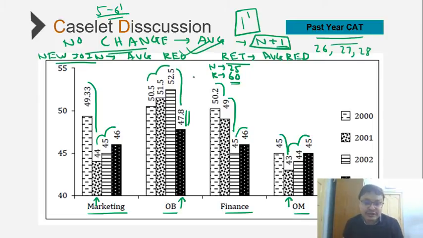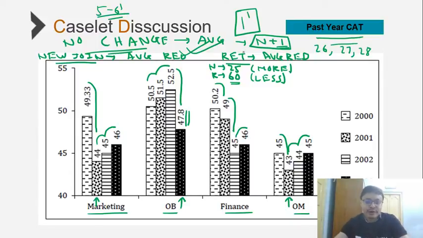Which means the impact on the average for somebody at 60 years old leaving will be less, because the difference between 60 and 49.50 is much less, which means the impact of somebody at 60 leaving, the decline in average age, will be much less compared to if somebody at 25 joins. The impact will be much more because 25 is quite lower than the current average.